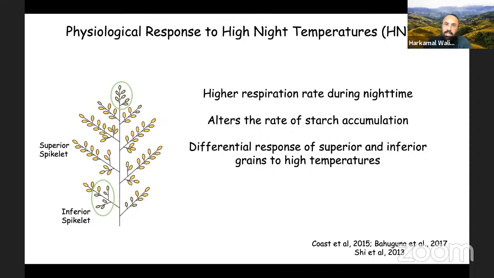What high night temperature does to rice is no different from most other organisms, including humans: increased temperatures increase the rate of respiration, which results in loss of carbon that the plants have fixed in the form of carbon dioxide. But at nighttime, that loss is not as well compensated as with a higher daytime temperature. That's one of the hypotheses. The second, which has been observed by several groups, is that the rate of starch accumulation in the grains is affected by higher nighttime temperature. And of course, the superior grain and the inferior grain have a differential response to high temperatures. Those have been well documented. But what's not been done or recorded so well so far is the genetics behind it.